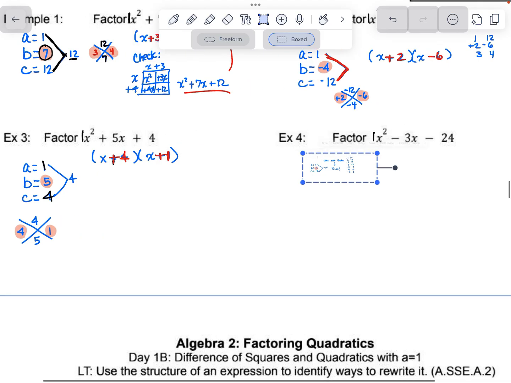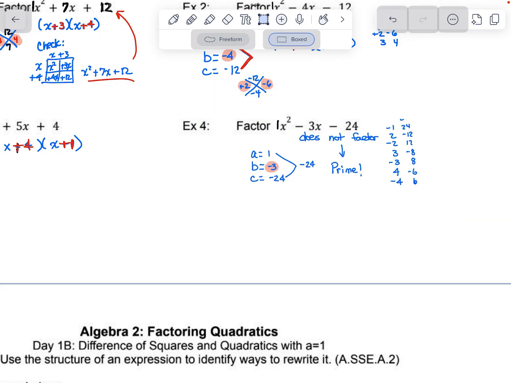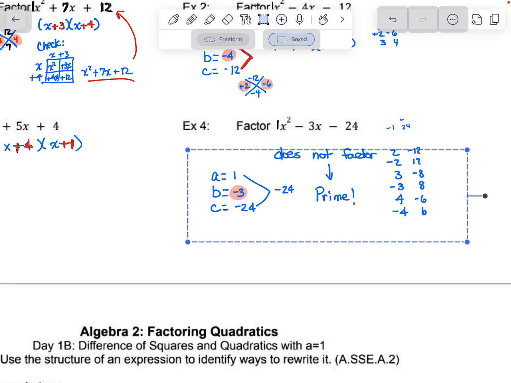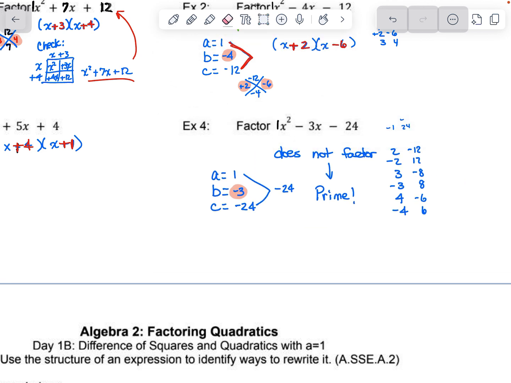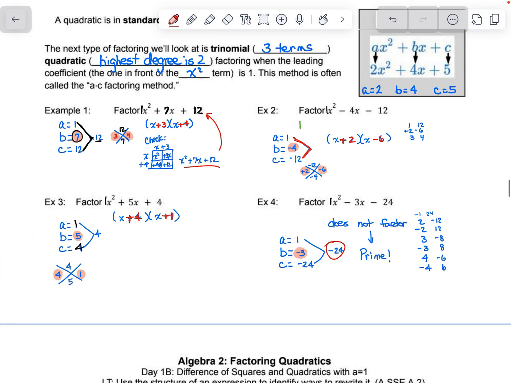And then finally, we have this one. And this one is unusual because when we go through the process of listing out all the factors, trying to find all the numbers that multiply to give us negative 24, that add to give us negative 3, there aren't any. There is no pair of numbers that will give us negative 24 when we multiply that will add together to give us negative 3. So we call this a prime quadratic. We can only write it as a product of itself and 1. Just like 7 is a prime number, we can only get 7 by saying 7 times 1 over the set of integers, or real numbers, or whole numbers, I guess. That would be a prime quadratic as well.